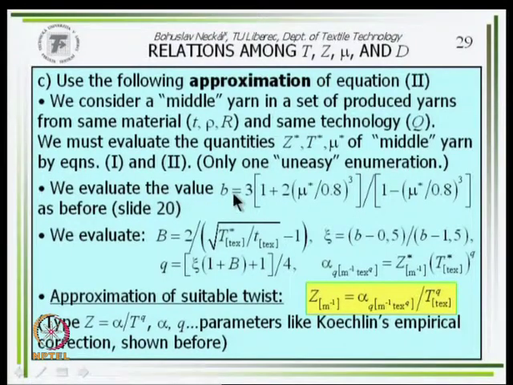Now we evaluate the value b, because we know mu star, it is possible. Then capital B, also possible. Xi, also possible. All the three are helping quantities on our way. Then Q, it will be very important. And alpha Q according to this equation. Having these quantities, we can formulate the approximation equation that the yarn twist is alpha Q times t to the power 2 Q. Yeah?